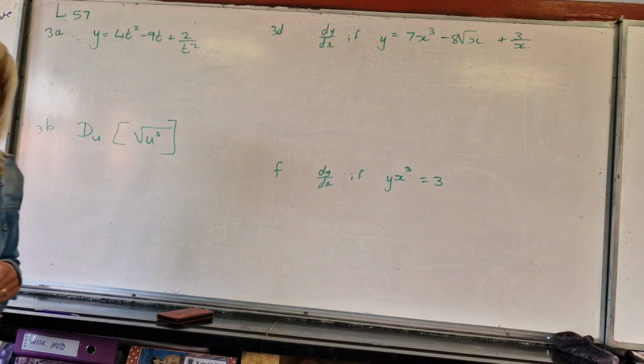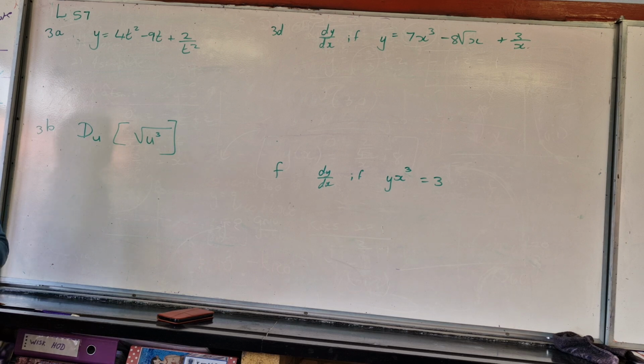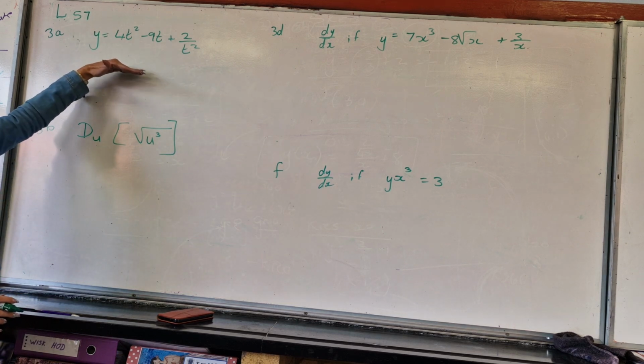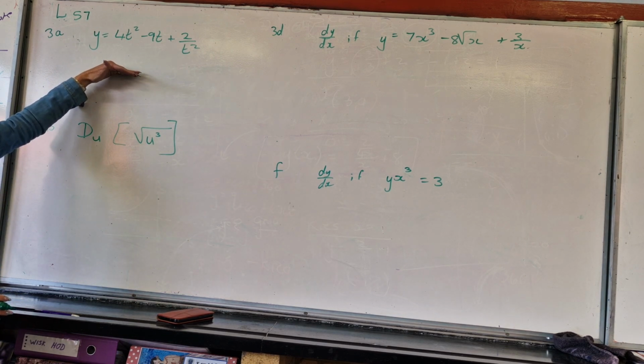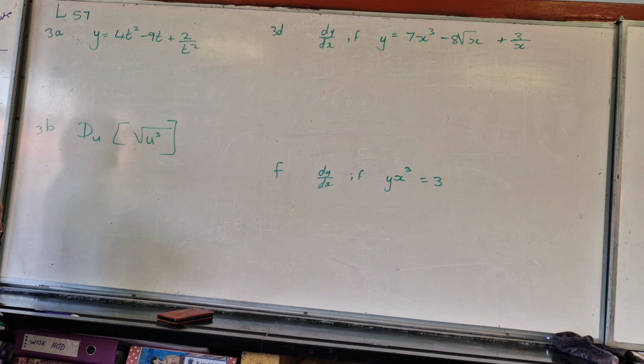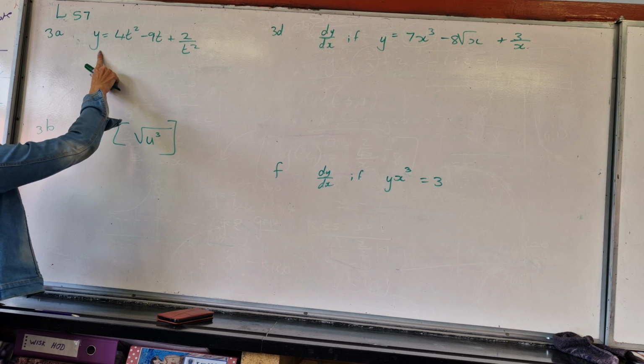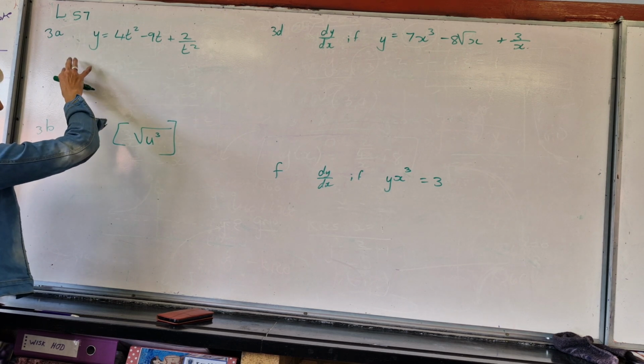Calculus, differentiation, finding the derivative. So the question says, find the following derivative. They actually said dy dx, this thing. But they didn't say dy dx, they said dy dt, because of this y in terms of t.